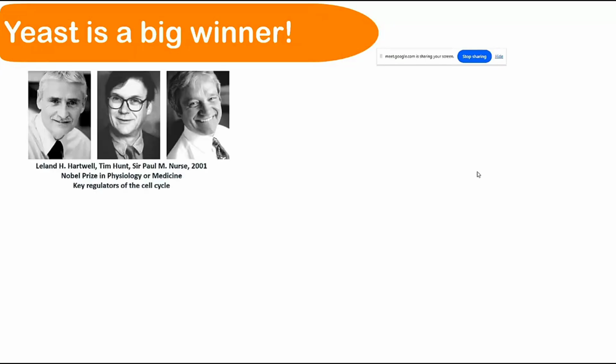A big winner in terms of Nobel Prizes. So you see, Saccharomyces cerevisiae, or the baker's yeast, has won a lot of Nobel Prizes for finding the key regulators of the cell cycle. Hartwell, Hunt, and Nurse in 2001 were awarded the Nobel Prize in Physiology or Medicine.